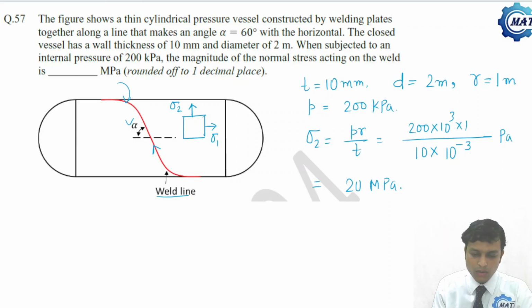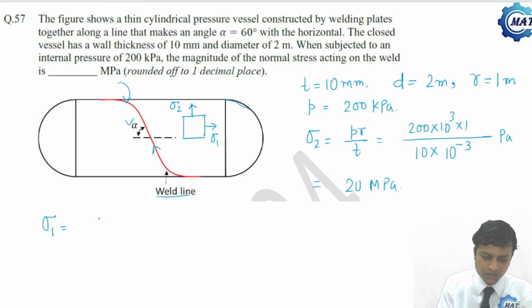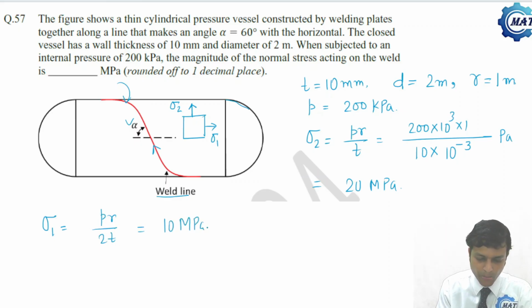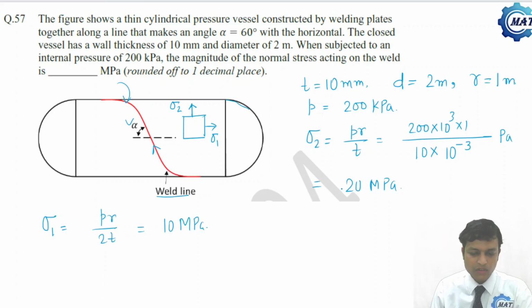Now as this is a closed vessel, sigma 1, that is the longitudinal stress, should be PR by 2T, as we know for a closed vessel. So that becomes 10 MPa. So sigma 1 and sigma 2 are known.